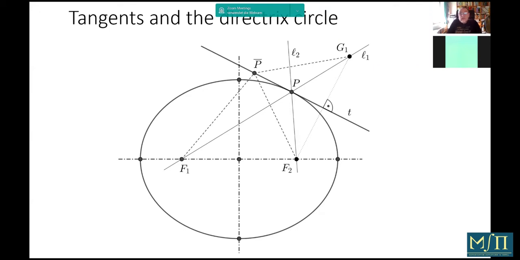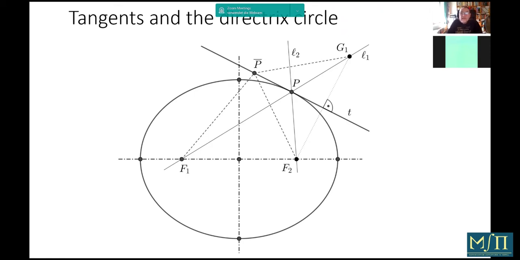Now, we still haven't shown that the second point, P bar, can't be a point of the ellipse, but that's actually quite straightforward now. If P bar is a point on the ellipse, then the sum of the distances from P bar to F1 and to F2 must also be equal to 2a. Now, since P bar is a point on T, and therefore on the angle bisector of the angle formed by L1 and L2, that means that the distance from P bar to F2 is again equal to the distance from P bar to G1. It's the same property that we had for P, simply symmetric.